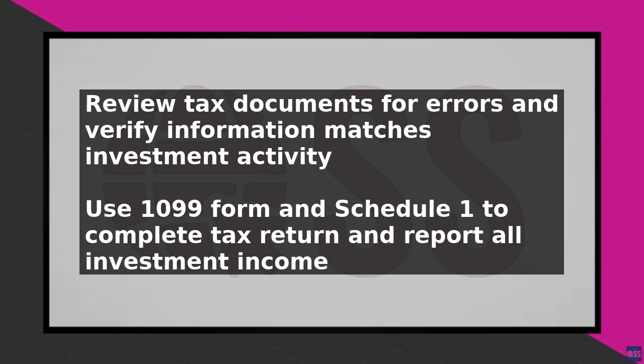In conclusion, reading your Robinhood tax document is a straightforward process that requires attention to detail and an understanding of the information reported. By following the steps outlined in this guide, you can ensure you are meeting your tax obligations and taking advantage of any tax savings available to you. Remember to review your tax document carefully, verify the information reported, and seek professional advice if you are unsure about how to report your investment income.